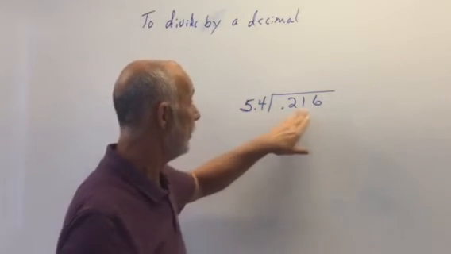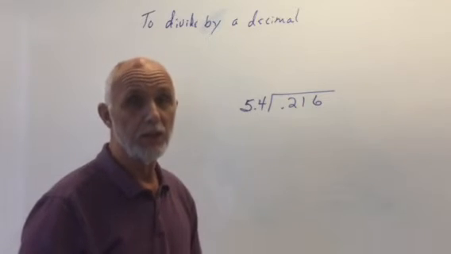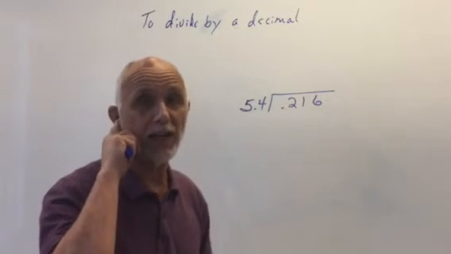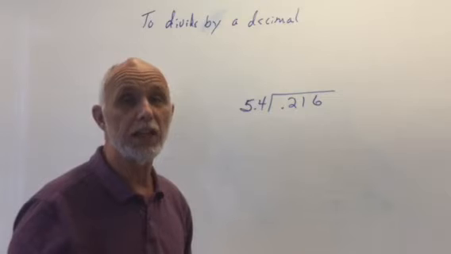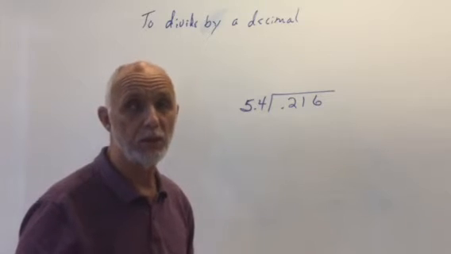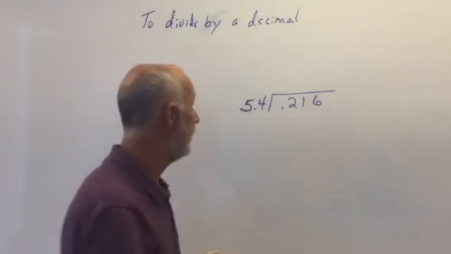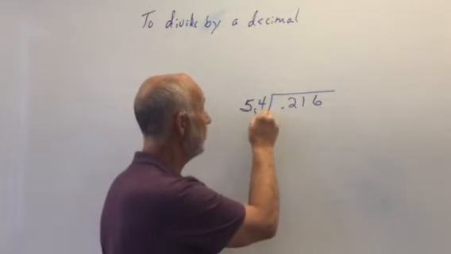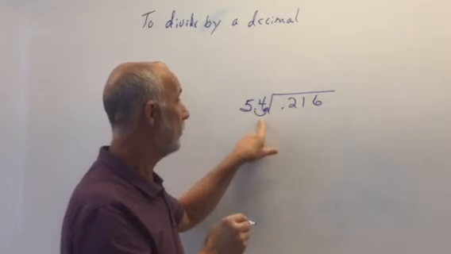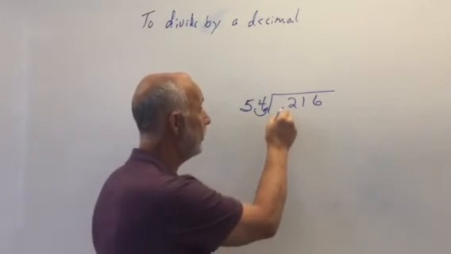But anyway, this is like a little jealous brother or sister. Whatever you do to this one, you have to do to that one. So the first thing you have to do to divide by a decimal is change the decimal you're dividing by to a whole number by moving the decimal to the right. In this case, I move one place to the right. If I move one place to the right here, I have to move one place to the right here also.